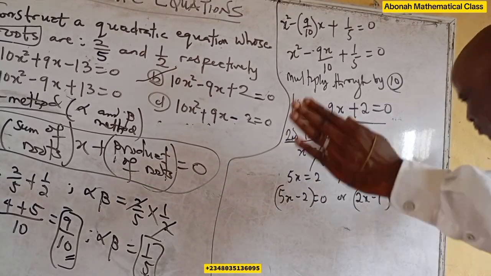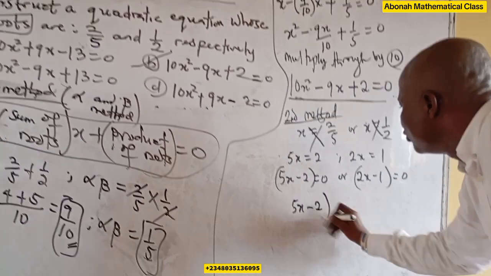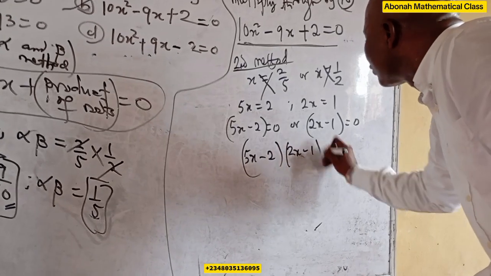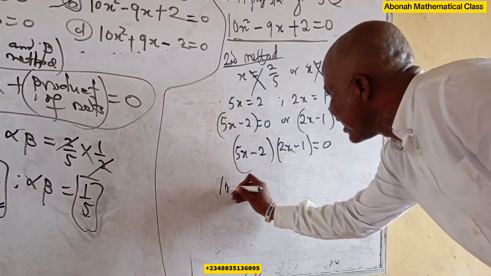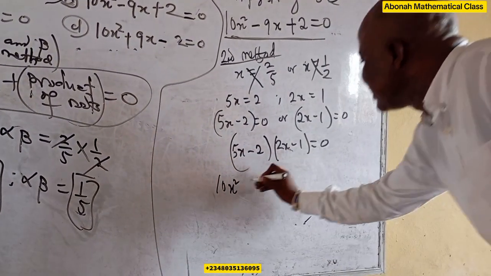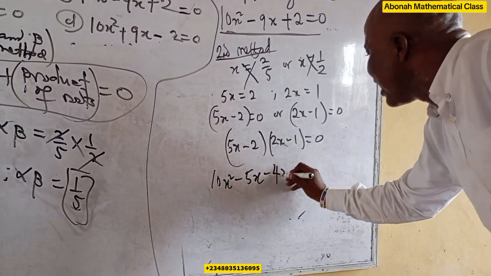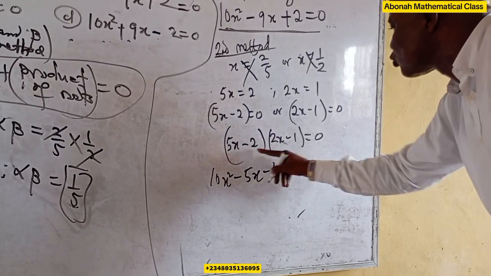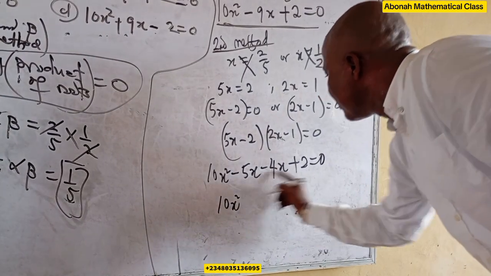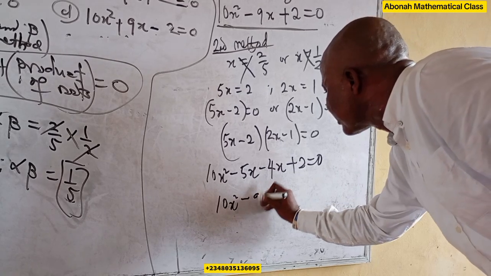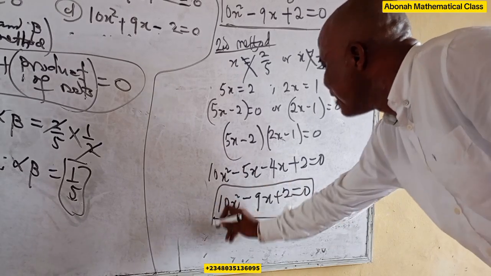I will find the product of the two. 5s minus 2, times 2s minus 1 is equal to 0. From here, I open the bracket. 5s times 2s is what? 10s squared. 5s times minus 1 is minus 5s. Minus 2 times 2s is minus 4s. Minus and minus makes plus, 2 times 1, 2, is equal to 0. 10s squared minus 5s minus 4s is what? Minus 9s plus 2 is equal to 0. This is the second method.